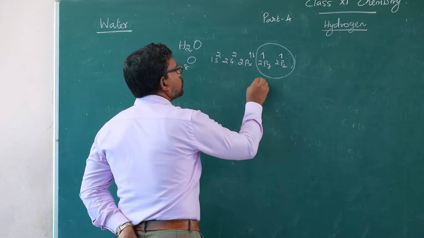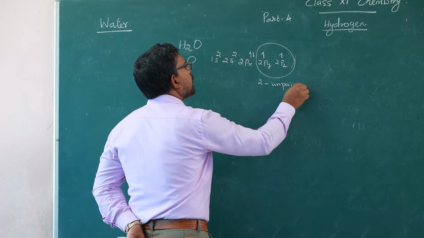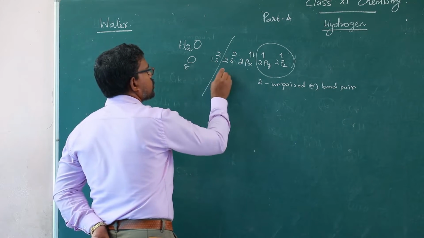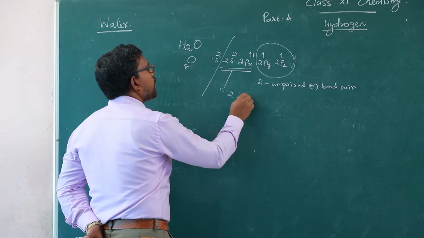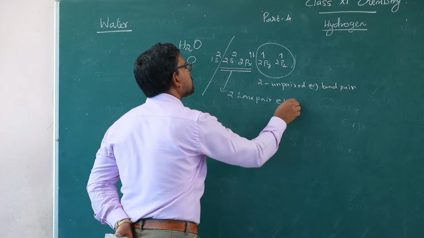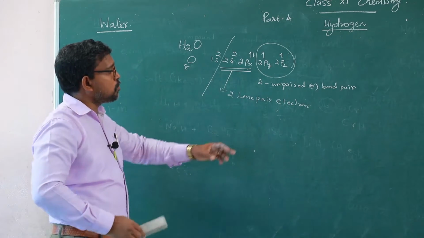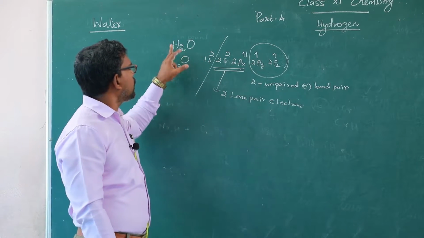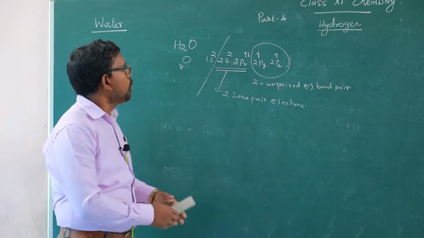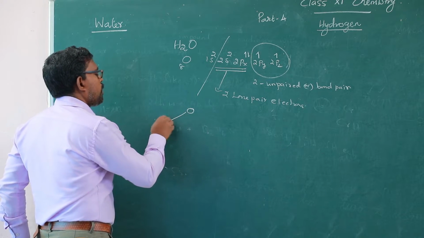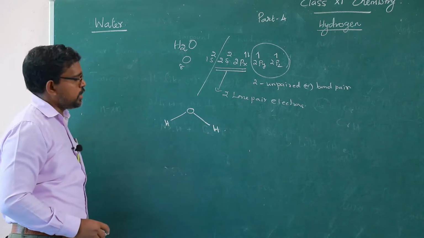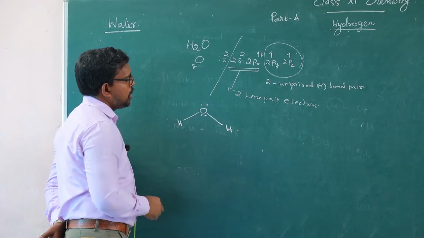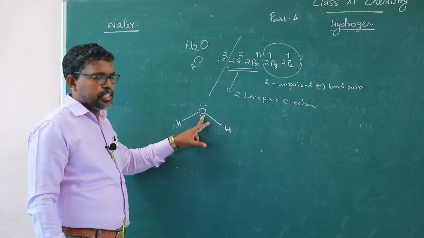It consists of two unpaired electrons, or bond pair electrons, and the valence shell consists of two lone pair electrons. We must know that these bond pair electrons are bonded with two hydrogen atoms, to form the bonds like this, OH and OH. These two lone pairs are present in the oxygen atom. Therefore, oxygen becomes more electronegative.